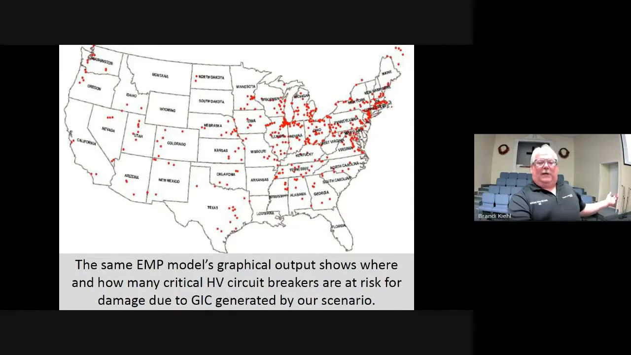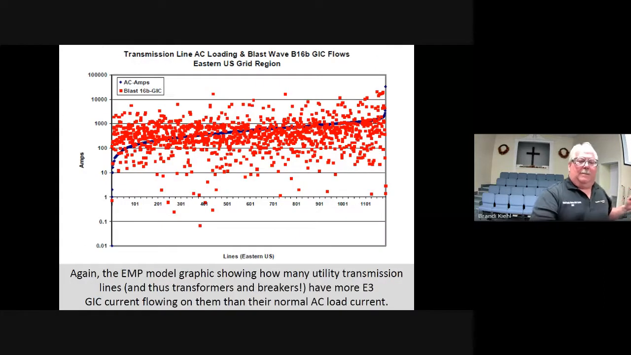Also, this graphical output shows how many critical high voltage circuit breakers on transmission lines are at risk for damage due to the currents generated by the EMP. Yeah, Florida is pretty primitive. Not. This is another graphic output from the same model.